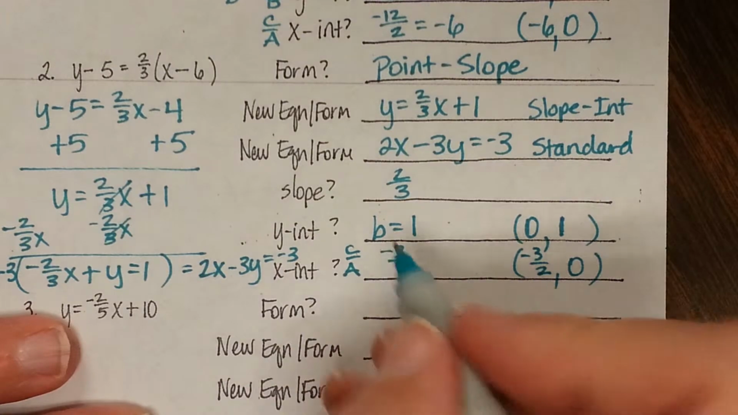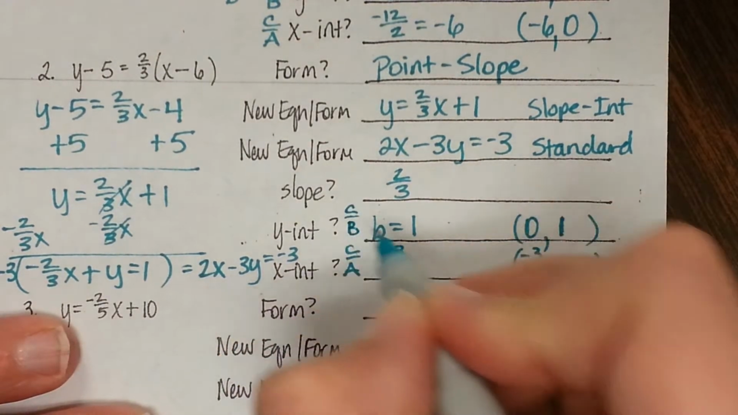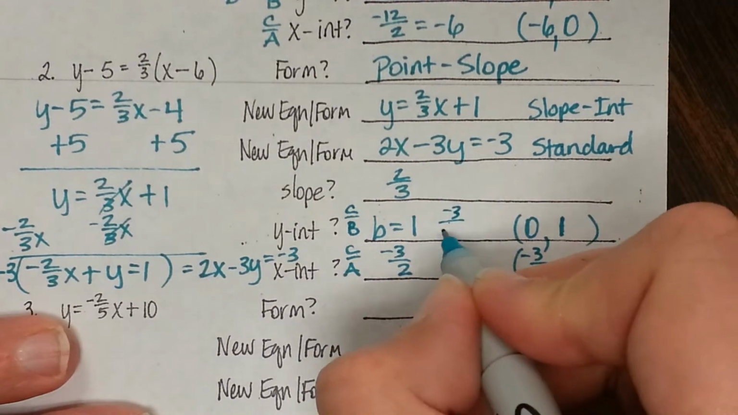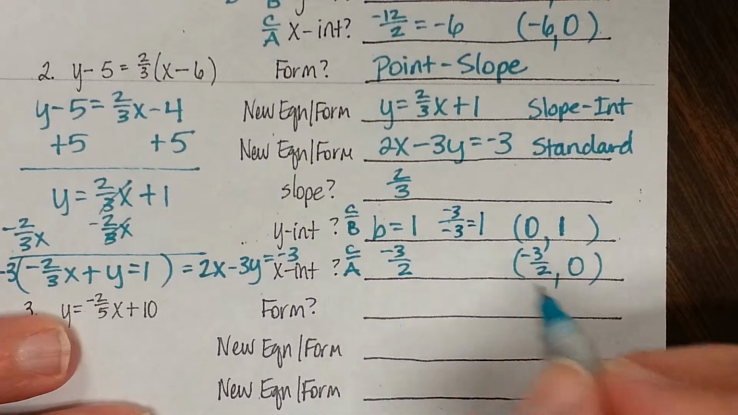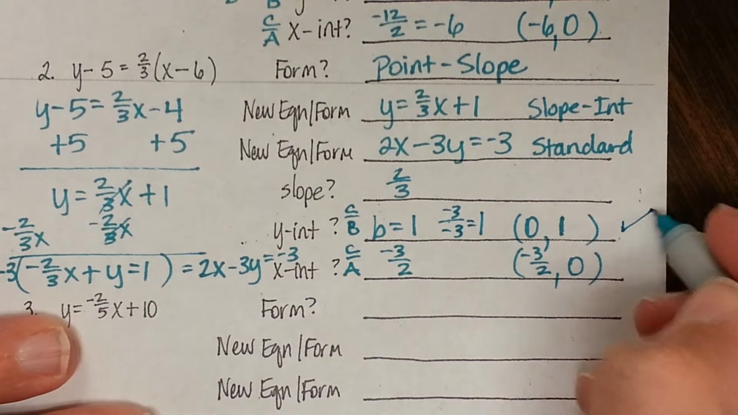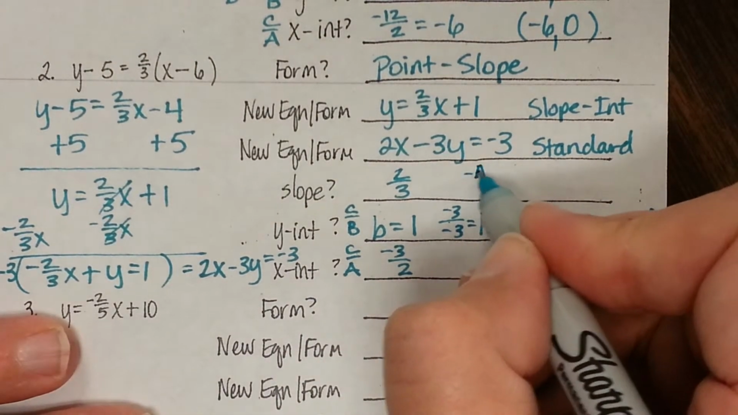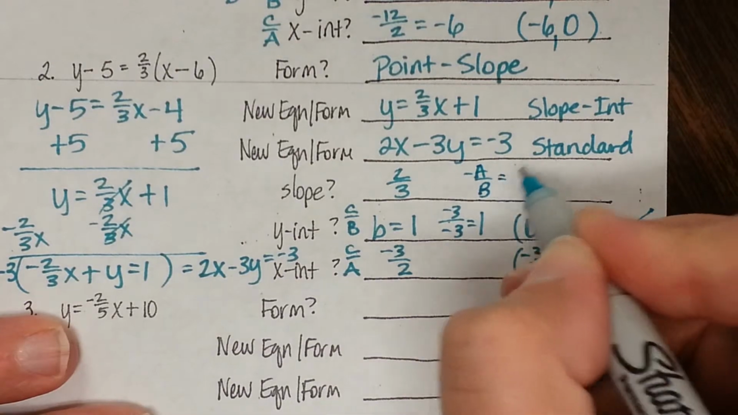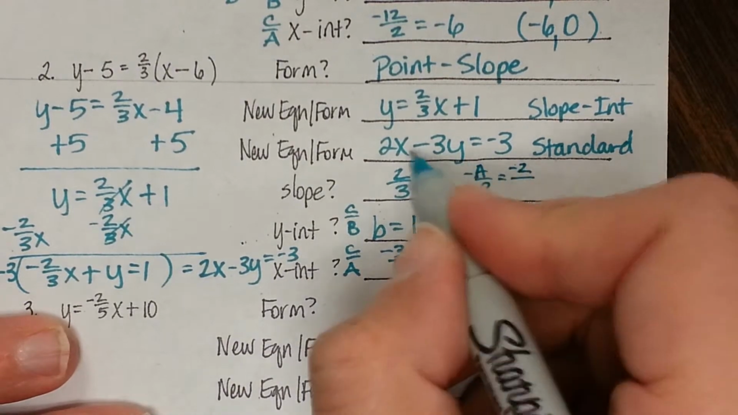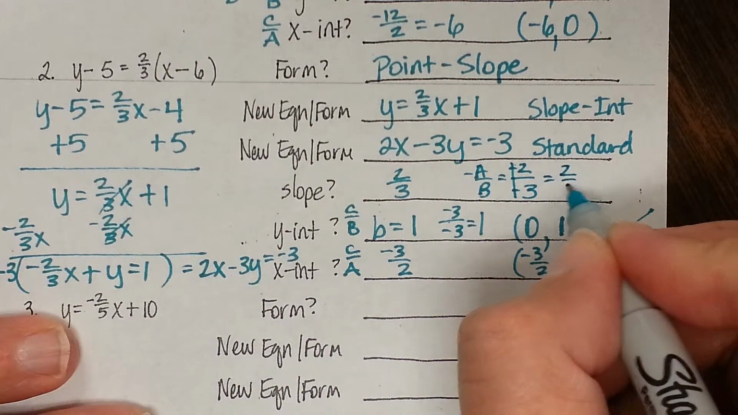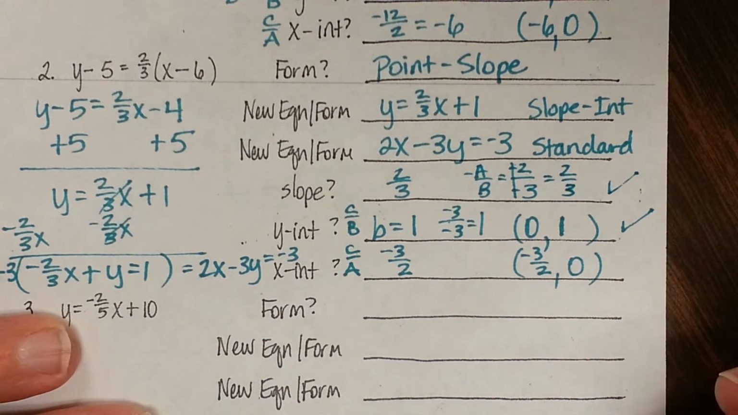If we wanted to check our y-intercept, we would use c over b. So c is negative 3 over b, which is negative 3. Those do cancel to be 1. So that does give us the same thing, so that one should be correct. And if we wanted to check our slope, remember we could use negative a over b, which in our case would be negative 2 over negative 3. Negatives would cancel, giving us the 2/3 that we had from before. So that one should be correct also.